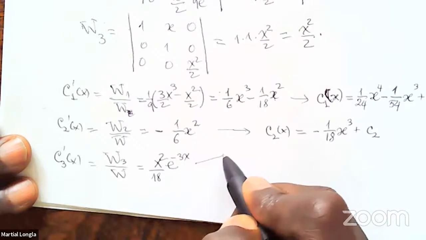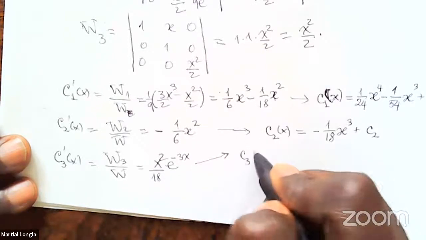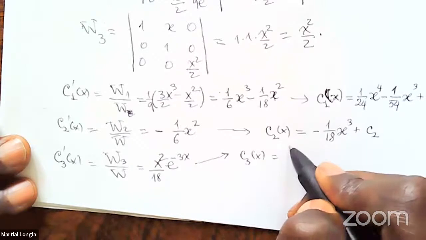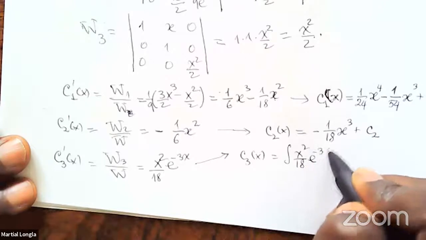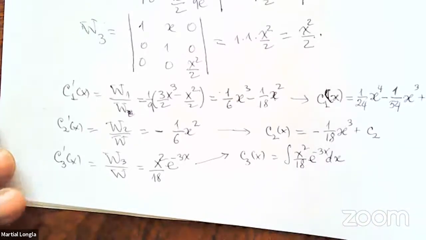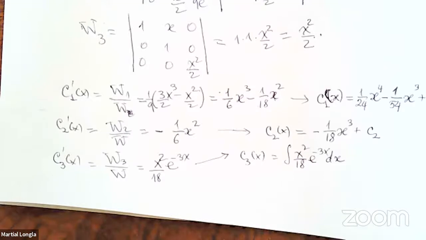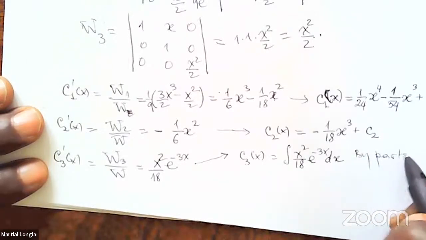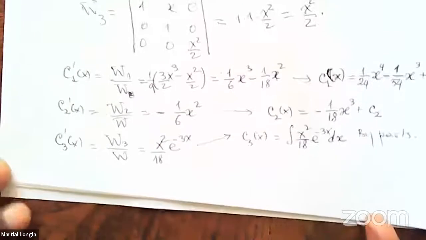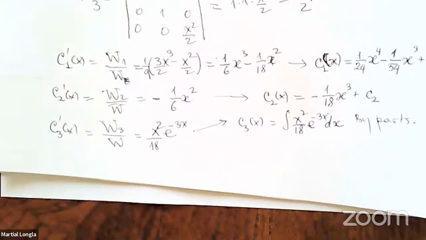And the last one is where you have a little more work. So c3 of x is integral of x squared over 18 e to the minus 3x dx. And this you need to integrate by parts 3 times, or 2 times. So integrate this by parts. I'll give you a few minutes to do that, please. Do that integration by parts and tell me what you get.